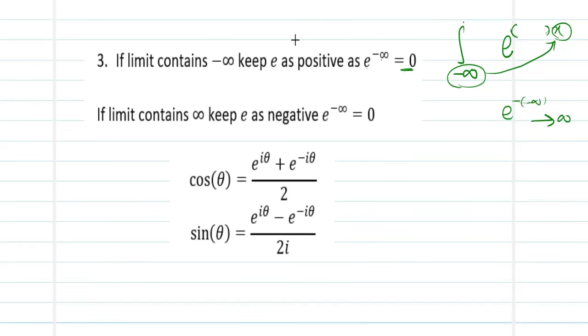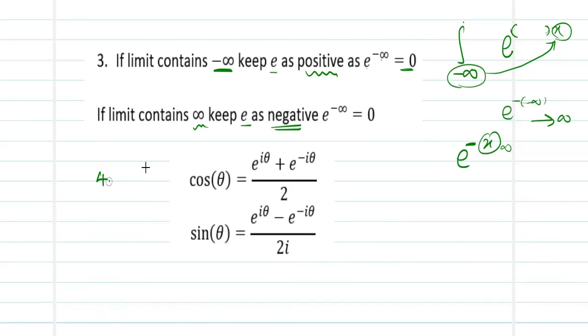So you will have to keep in mind, if the limit contains minus infinity, keep e as positive, and the other way around, if you have infinity as the limit, you will have to keep your exponential as negative. So if e power negative is kept, then when I apply the limit to the variable, this variable will take the value infinity, and you will have e power minus infinity, and the value becomes 0.